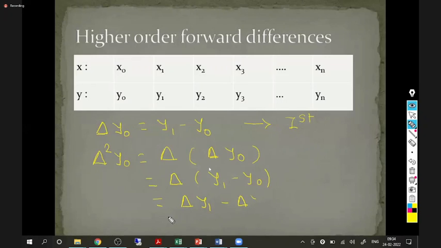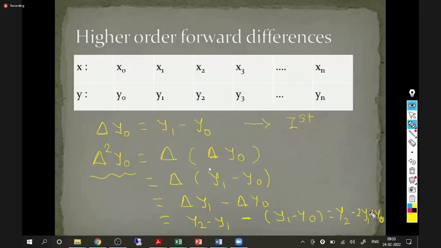Now what is delta y1? y2 minus y1, minus y1 already. If we simplify this, we get y2 minus 2y1 plus y0. That's a good observation. So the second order difference can be written as delta square y0 equals y2 minus 2y1 plus y0. That is the second order difference there.